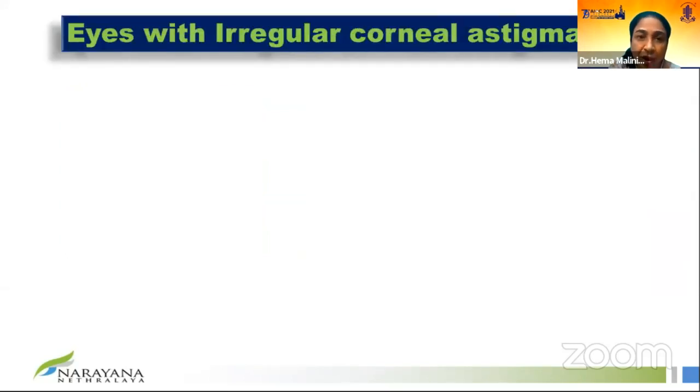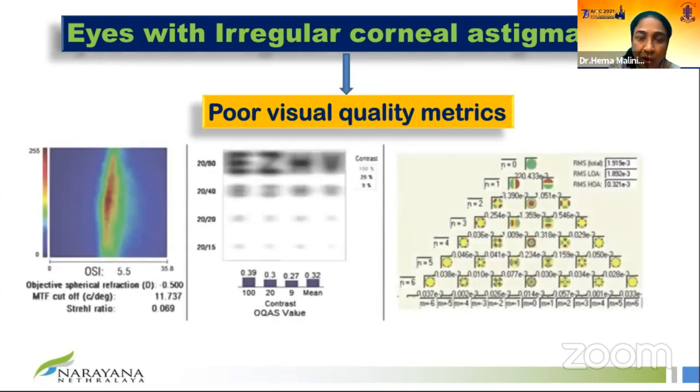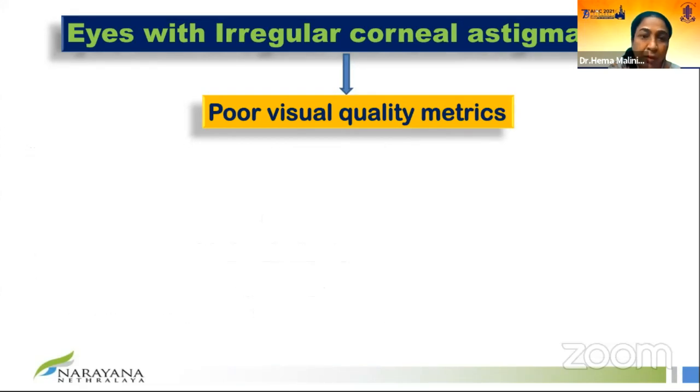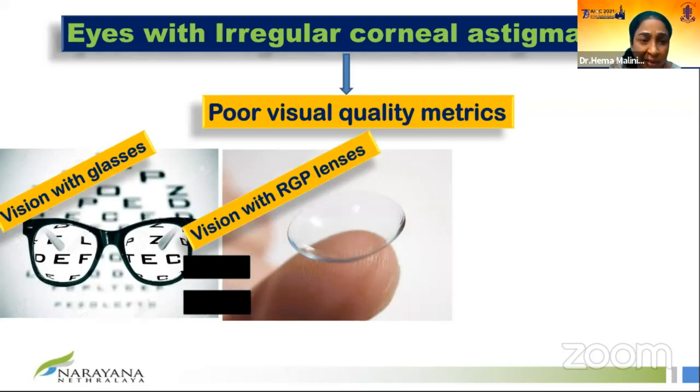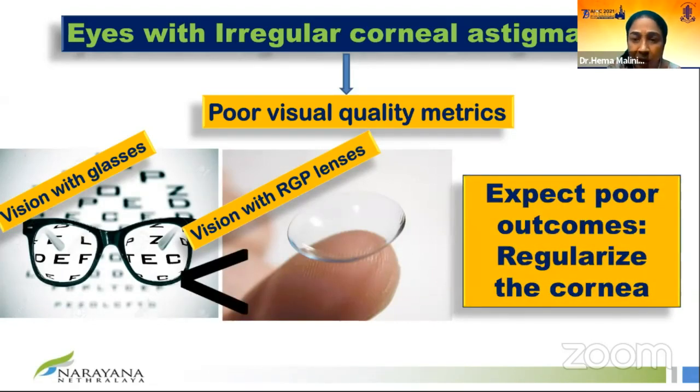So is there any way of predicting the visual outcomes if we are planning to do ICLs in irregular corneal astigmatism, which would result in poor visual quality metrics? First of all, we can check the best CDVA with glasses. Also look at the CDVA with RGP lenses. If there's a gross difference between the two, then we ideally have to wait until we can regularize the cornea and then look at it as an option.